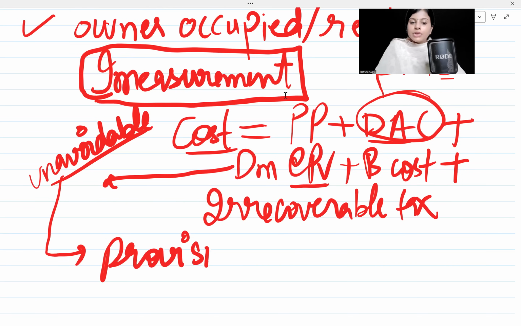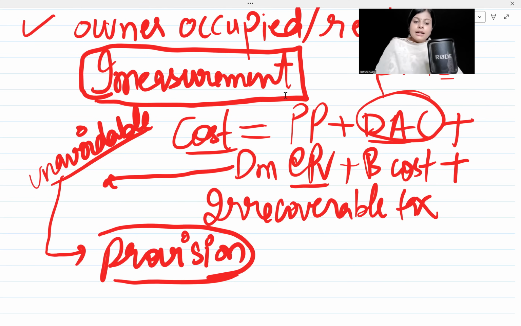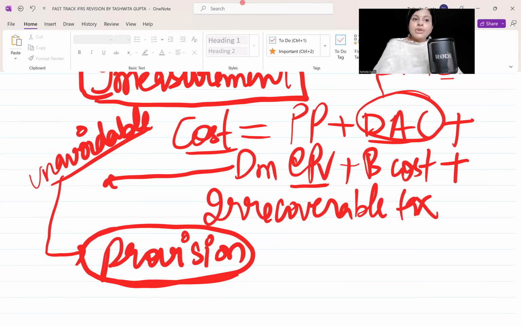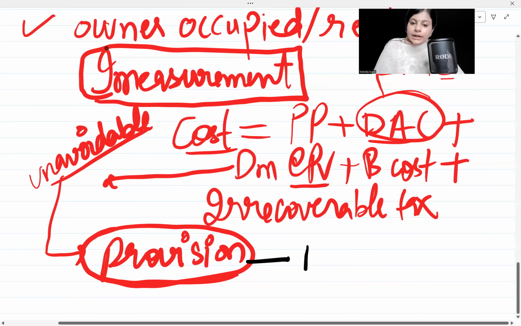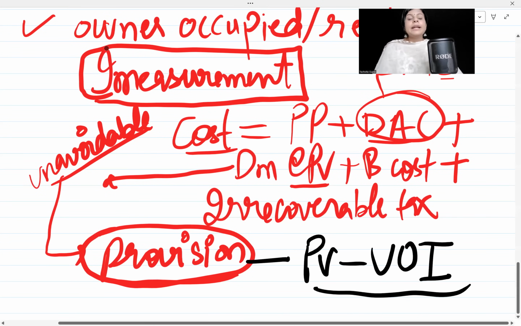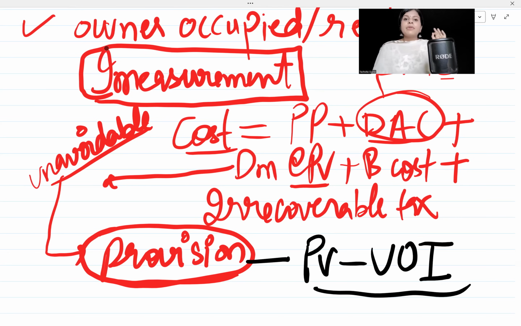So this is a fast track revision. I am sure you know what a provision is. A provision is basically a present obligation for something which you're sure of, where it is probable that you're going to end up paying this amount. So for this dismantling cost, you also create a provision, and it is created at present value. Since you calculate this at present value, the unwinding of interest will happen on this provision subsequently, where you pass a journal entry: finance cost debit and provision credit. So that's my initial measurement.